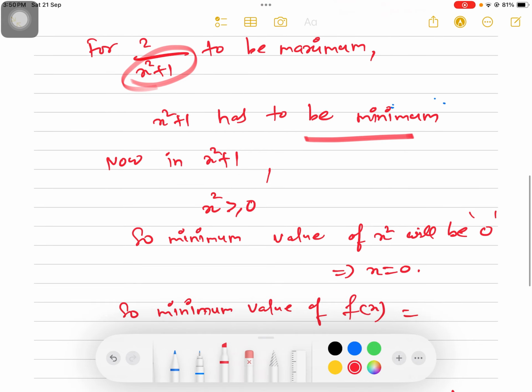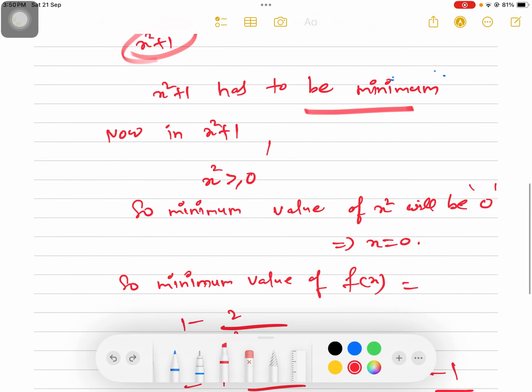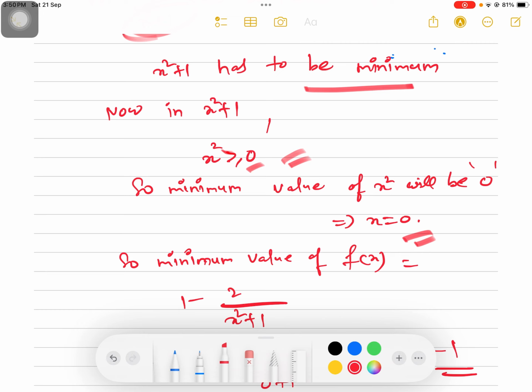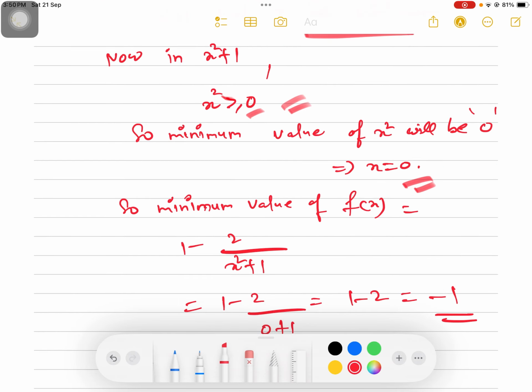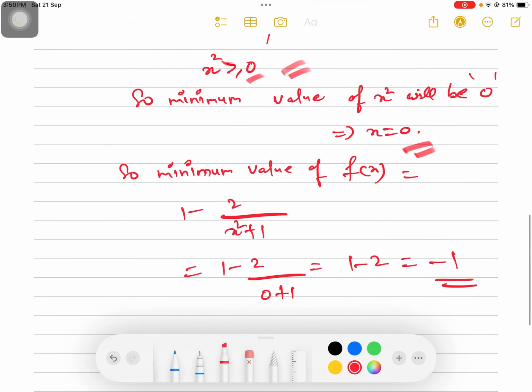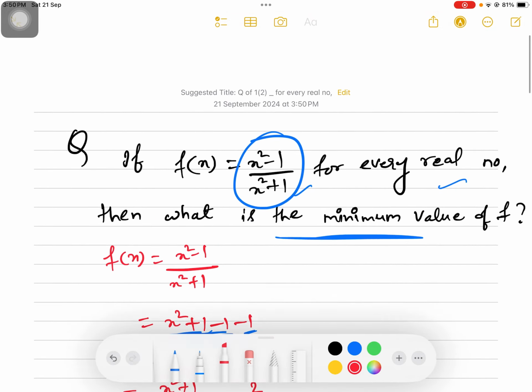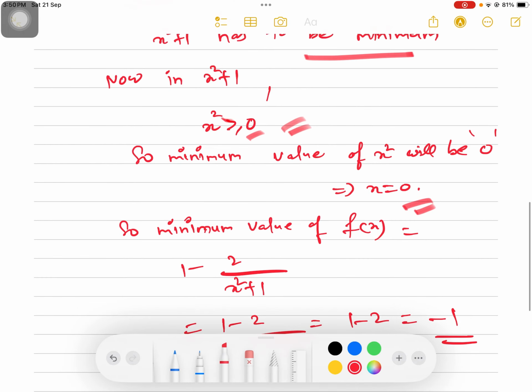Now if you see this part, x square plus 1, x square is a square function, and a square function will not give you a negative value. It can give 0 as the least value, or any greater value, but it is always positive. So x square is always greater than or equal to 0. The minimum value for a square function is 0, and the maximum value can go to infinity. So the minimum value of x square will be 0 only. So we got x equals 0 to give the overall function its minimum value.